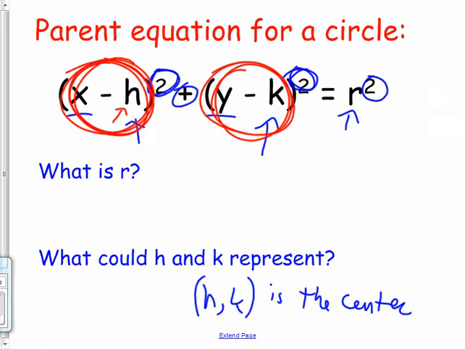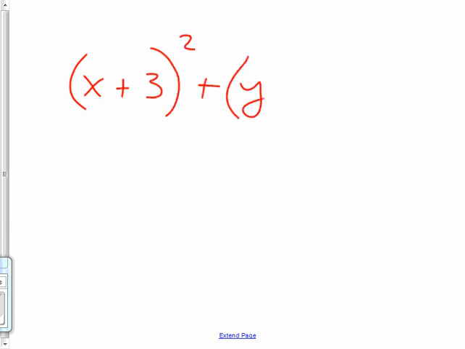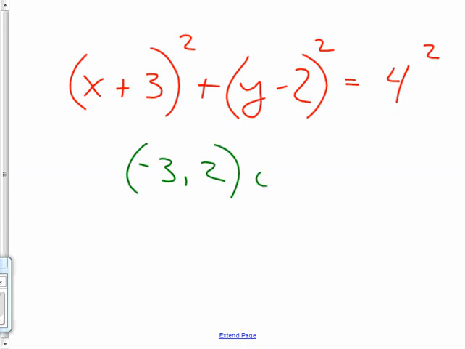And so therefore, when I give you this equation, not Y equals, we usually don't solve them for Y yet. We will eventually. (x + 3)² + (y - 2)² = 4². What's the radius of my circle? 4. And where is it centered? And be careful. Do you agree now? Negative 3, positive 2 would be the center.